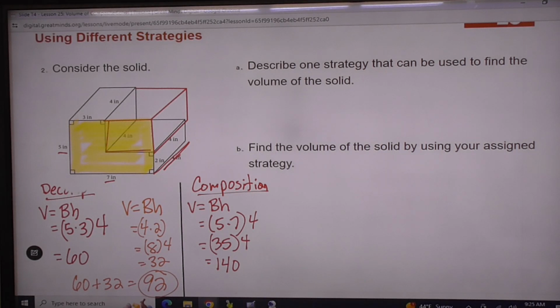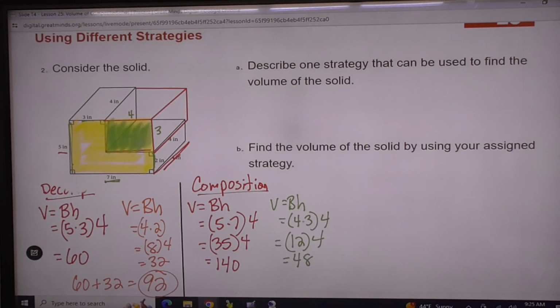But now I'm going to find the area of just the piece that I drew. So I'm going to find the area of this base right here. So let's see if I can figure out how long that is. Let me see if I can get a darkened picture. There we go. So if this one's 7 and this one's 3, that means that this is 4. If this is 5 and this is 2, that means that this is 3. So my volume is equal to area of the base times the height. My base is going to be 4 times 3. And my height is still going to be 4. That's going to give me 12 times 4, which is 48.